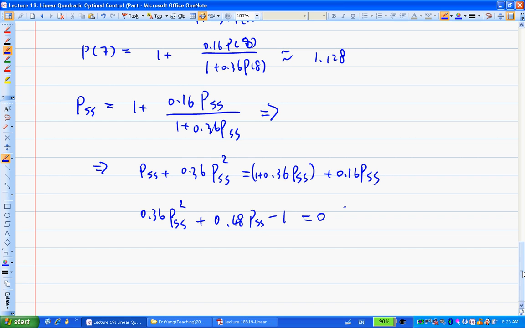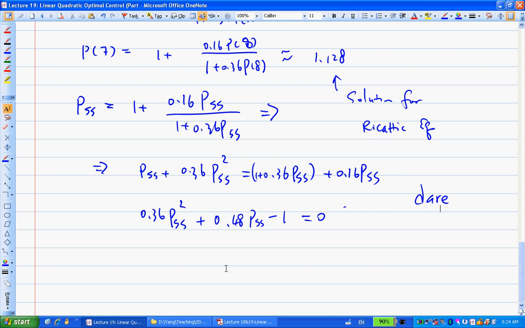With high school math you can get PSS, but you will get two PSS values, right? One of them is probably a negative number, so you shouldn't take the negative number. Is that clear? So this is the solution for the Riccati equation. In MATLAB, there is a function to solve a Riccati equation. I don't remember which one it is now. It's probably called DARE.